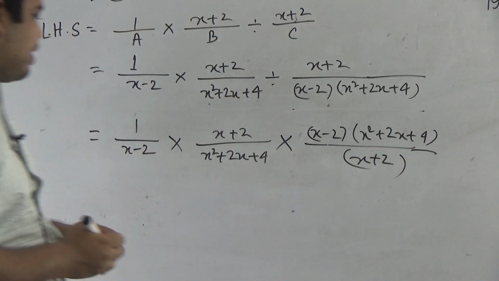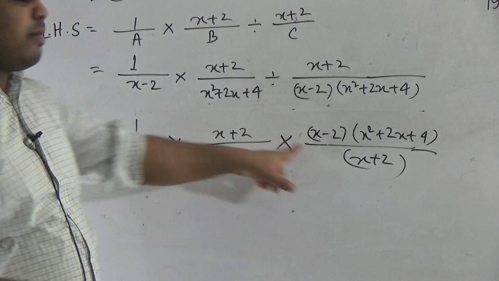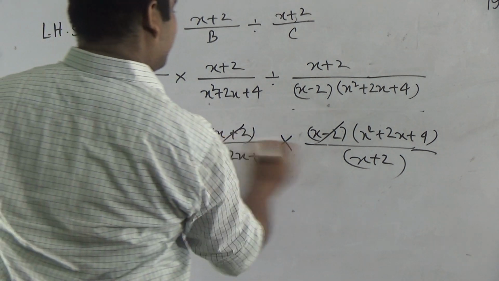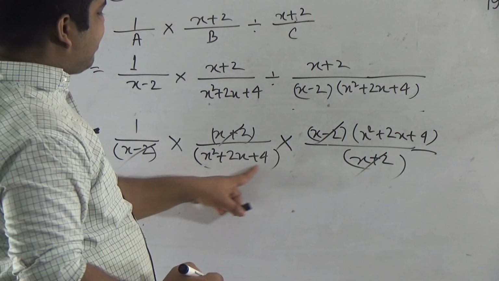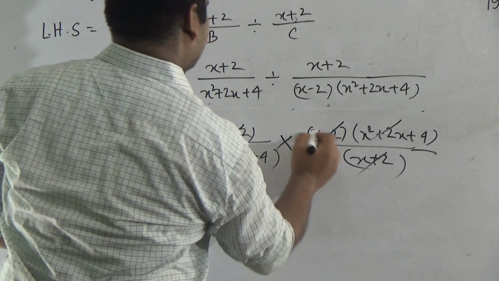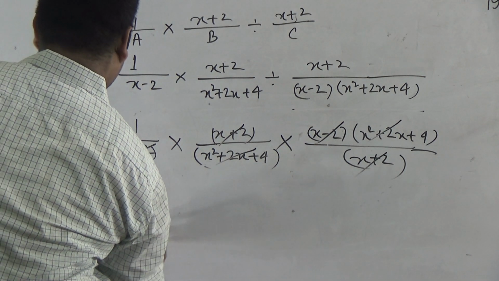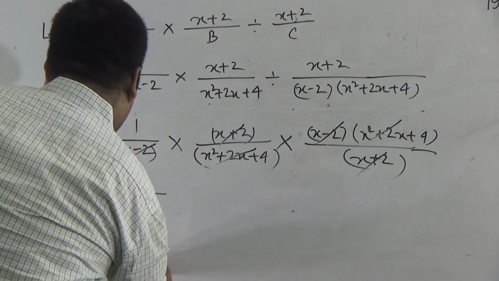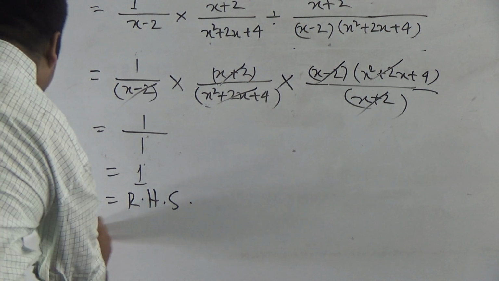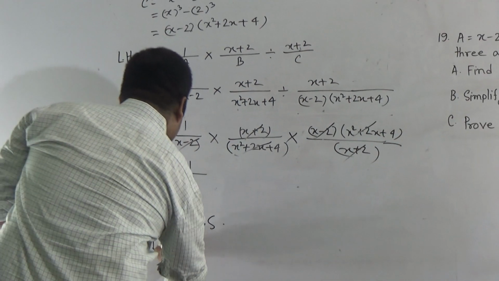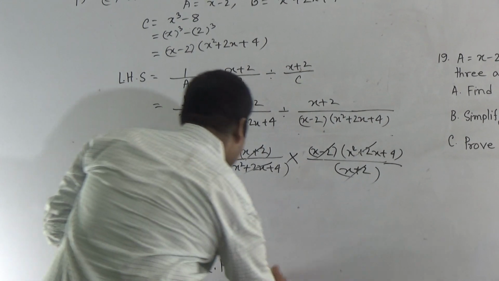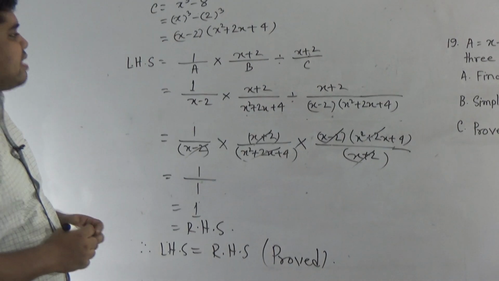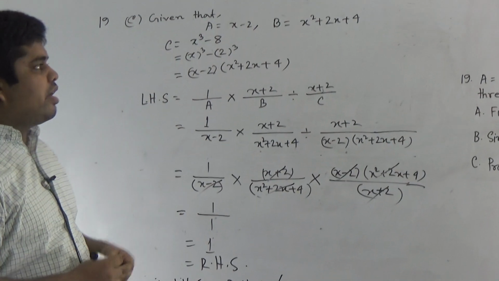Now we cut. My dear students, notice here multiplication and multiplication sign. So x minus 2 cut, x plus 2 cut, x square plus twice x plus 4, x square plus twice x plus 4, this one is also cut, and left 1 by 1 equal to 1. I hope you have understood. And this is the right hand side. So we can write, therefore LHS equals RHS. Proved. My dear students, this is the solution of question number C, and this is our today's lecture.